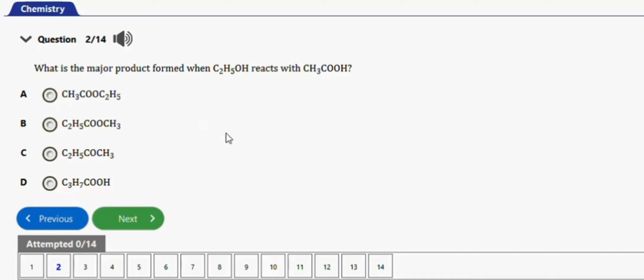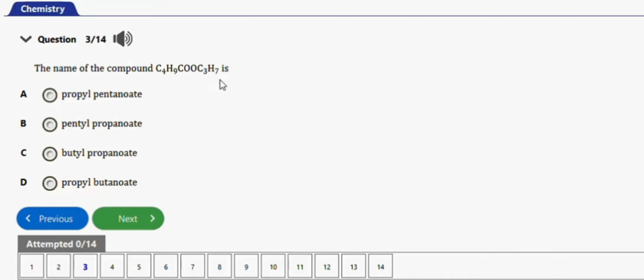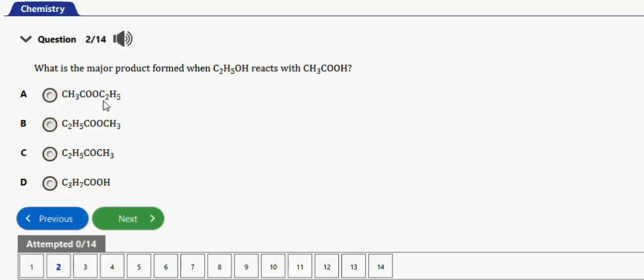Okay, an ester. So the next question says the name of the compound is, so if you're naming this, it would be propyl propanoate. Propyl, because we have 3 carbon atoms after the second oxygen atom. Option A is the right answer to this question. Something similar is applicable to this one. To name this, it is ethyl ethanoate. We have 2 carbon atoms after the second oxygen atom. So that's the order you follow.